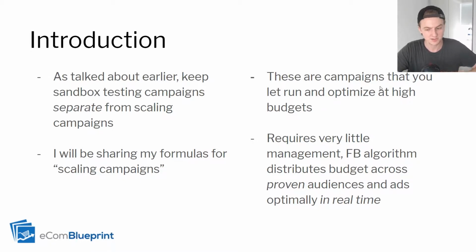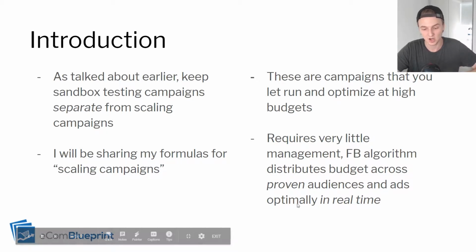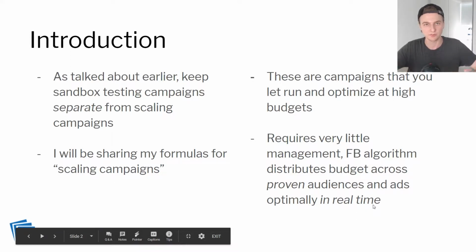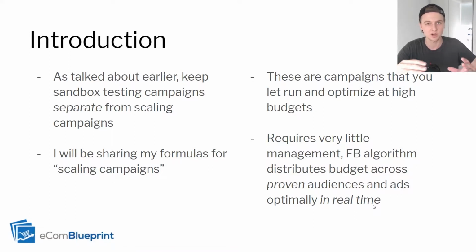These are campaigns that you just let run. They optimize because they have a high budget, and so you just let them run and optimize. It requires very little management because the Facebook algorithm will distribute your budget across the proven audiences and ads optimally in real time, right? Inside of your scaling campaigns, you only have proven audiences and you have your top creatives. Facebook is going to decide which audiences to spend to, and then within those audiences, it's going to decide which ads to spend to, all of this in real time.